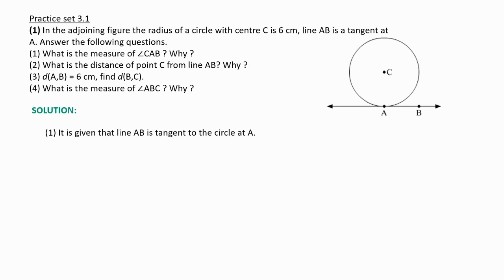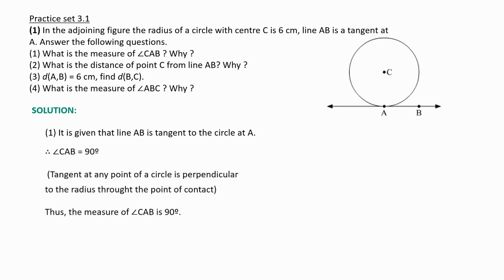Solution. It is given that line AB is tangent to the circle at A. Therefore, angle CAB is equal to 90 degrees by tangent theorem. The theorem states that a tangent at any point of a circle is perpendicular to the radius through the point of contact. Thus, the measure of angle CAB is 90 degrees. Distance of point C from AB is equal to 6 centimeters as it is the radius of the circle.